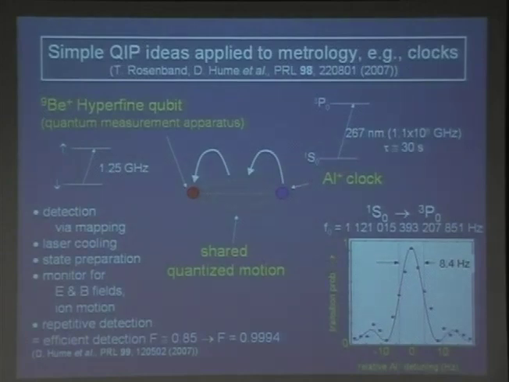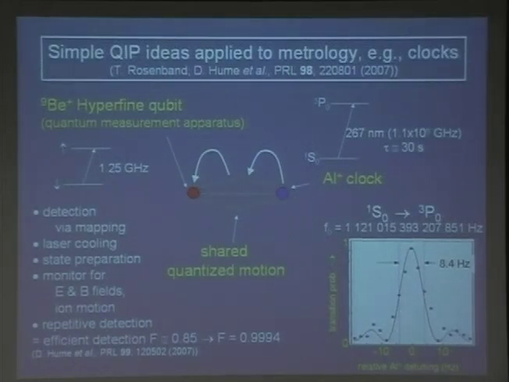And the idea then is, since we can't easily detect when we've made transitions to this aluminum clock ion, that after trying to drive the transition, in general, the two clock states will be in a superposition state. We first map the superposition state onto the motion, just as I described before, and then we map that motional state onto the beryllium qubit, which we can easily detect. So it's a way to use some of these simple ideas of the quantum computation scheme to be able to detect aluminum ions.